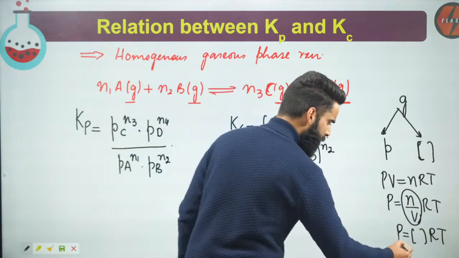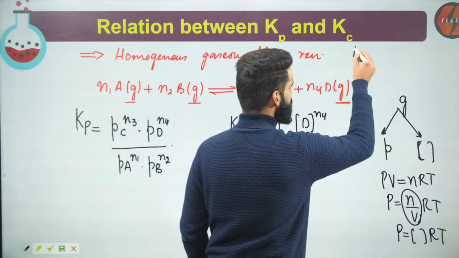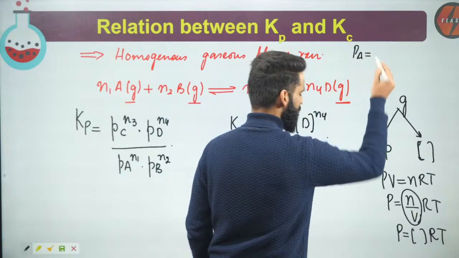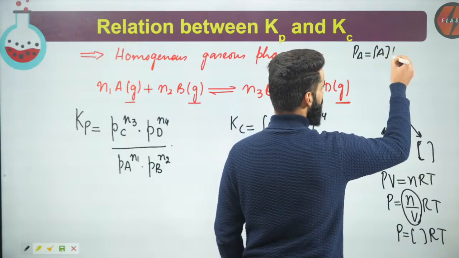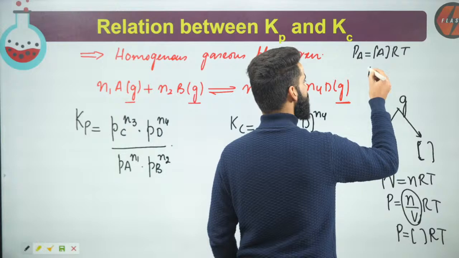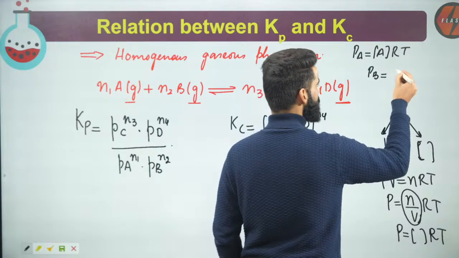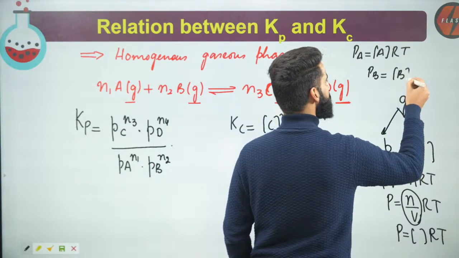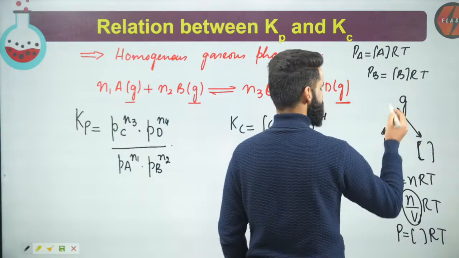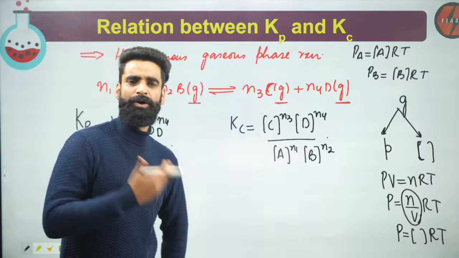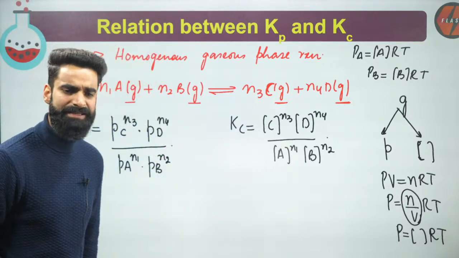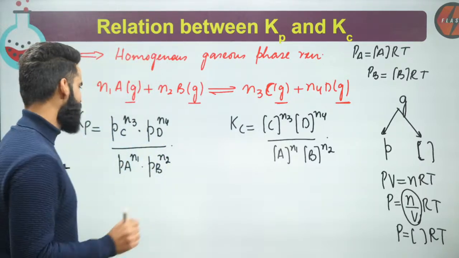If I write, for example, PA, what do you think PA will be equal to? PA will simply be equal to concentration of A multiplied by R multiplied by T. Similarly, PB, the partial pressure of B, is going to be concentration of B multiplied by RT. Similarly, PC is concentration of C times RT, and PD is concentration of D times RT. Very, very simple. Now we will understand.